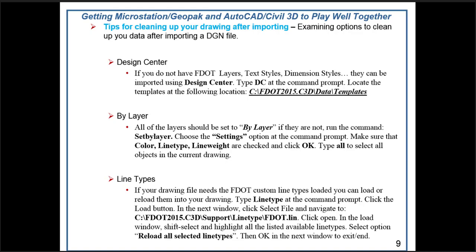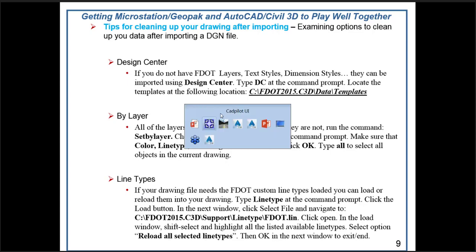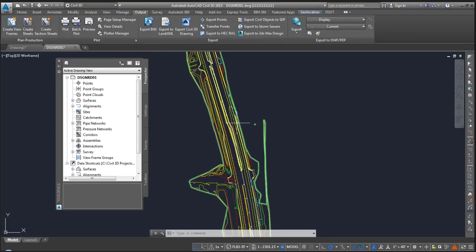And then last but not least, as far as line types are concerned, if your drawing file doesn't have the custom line types loaded in, or they don't quite look the way that you expected them to, you can run this command for line type, browse to our FDOT line file, and reload everything, and that will reset your line type so you're now looking at the most current line types in your drawing. So let's take a look at how to use a few of these real quick.